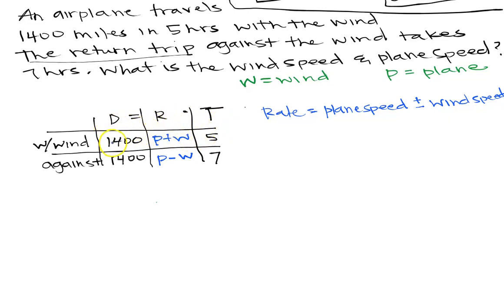Remember we have distance equals rate times time. So if I set these up, my first equation is 1,400 equals, and I'm going to write it like this, 5 times P plus W, just because it looks better to me to have that 5 on this side. In multiplication, it doesn't matter the order. And then against the wind, I've got 1,400 equals 7 times P minus W.